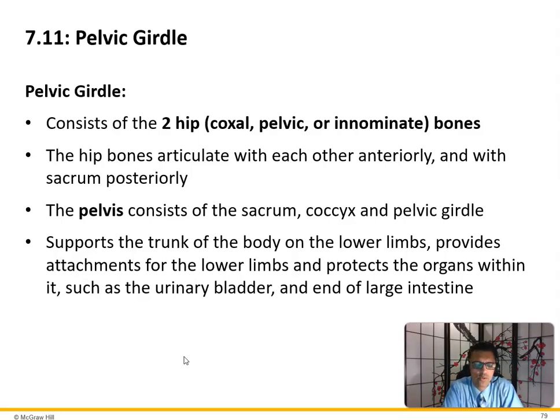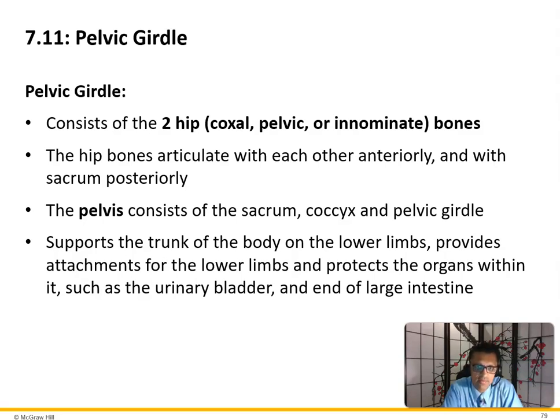Okay, now we'll continue with bones of the lower extremity. So we start with the pelvic girdle. It consists of the hip, coxal, pelvic, or innominate bones. You might also hear it as the os coxae. The hip bones articulate with each other anteriorly and with the sacrum posteriorly.